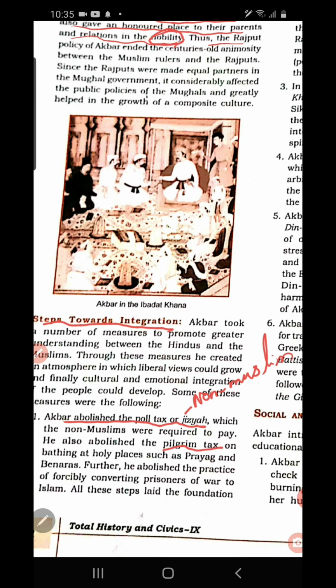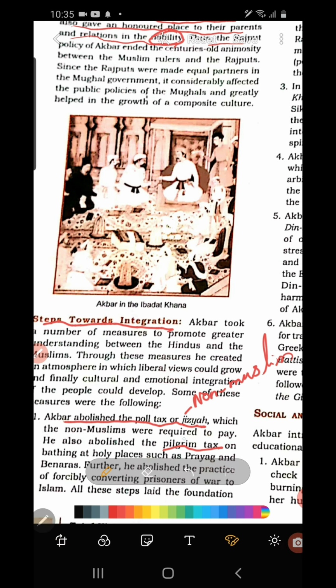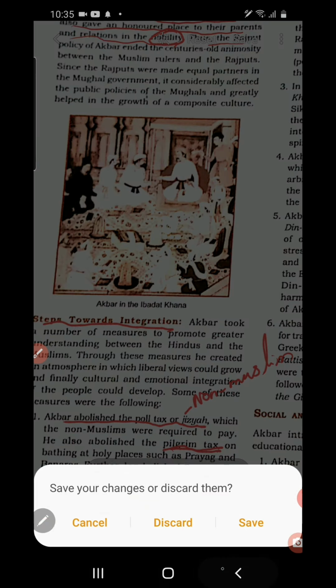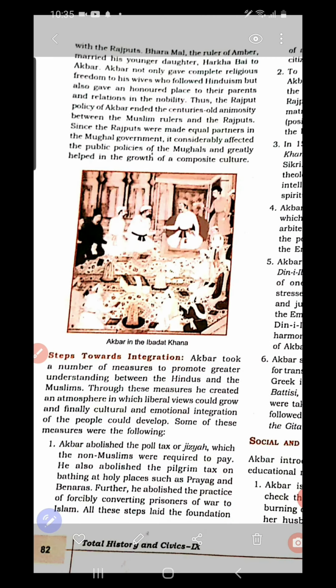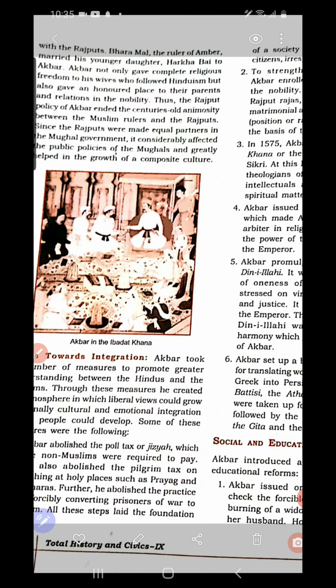one more tax, the pilgrim tax. If you go to Banaras or Prayag, the people dip in the river, no? For that also people had to pay some tax, which is called the pilgrim tax. So non-Muslims visiting holy places had to pay taxes. Akbar abolished both jizya and the pilgrim tax. Why? Because we have to treat all citizens equally. There should not be any difference between Hindus, Muslims and all. So he abolished jizya and the pilgrim tax to support the Hindus. All became happy, and that was one of the important steps towards integration.